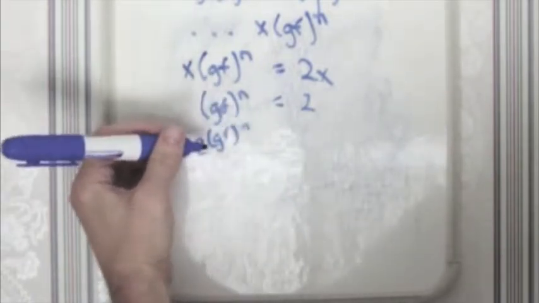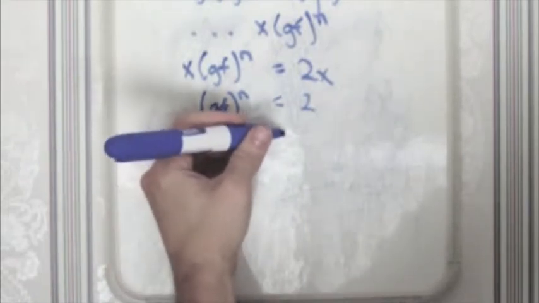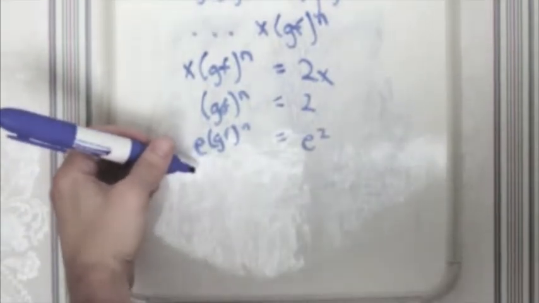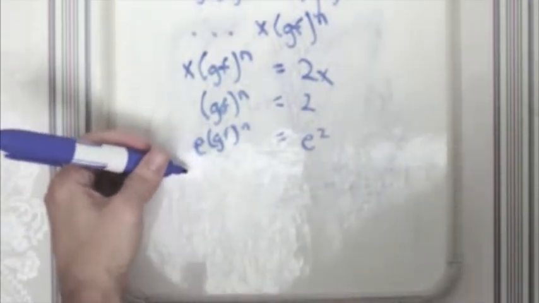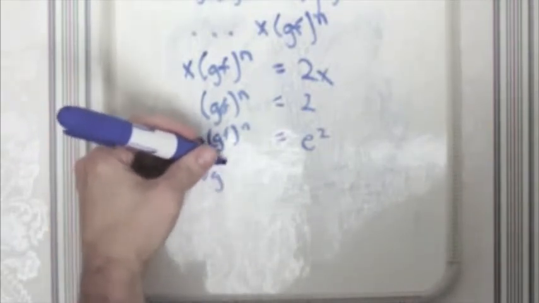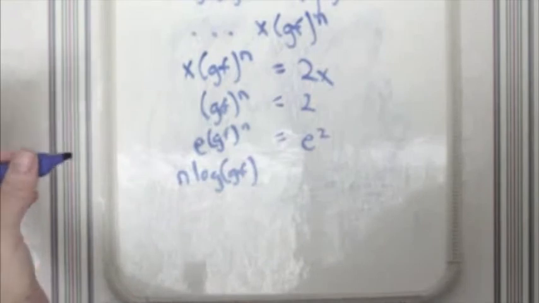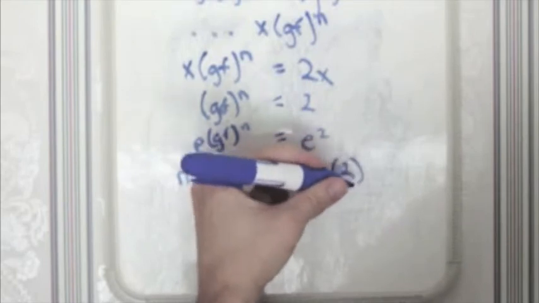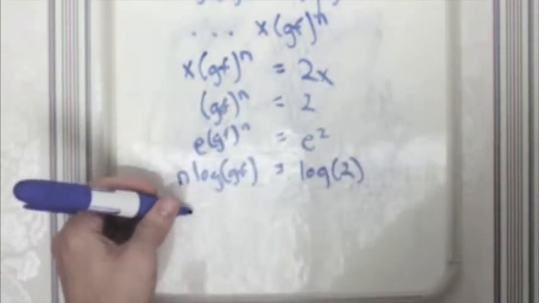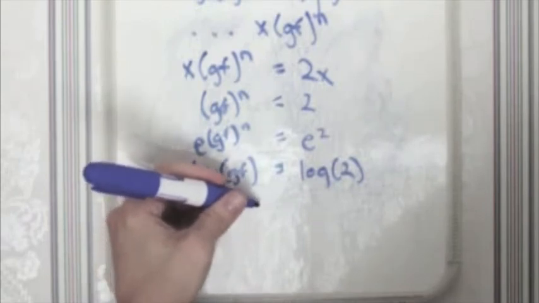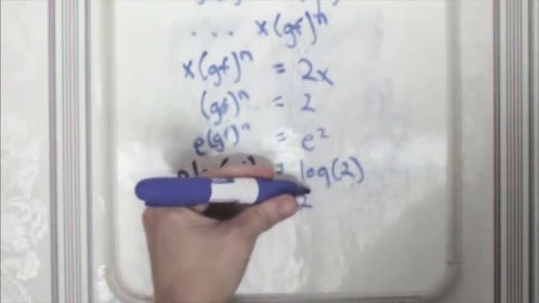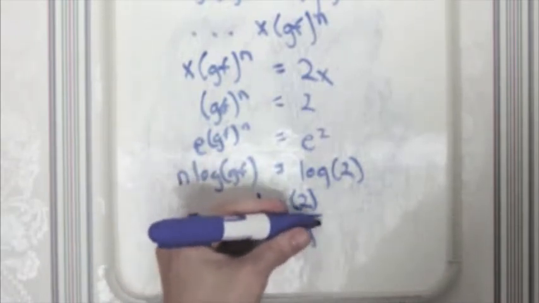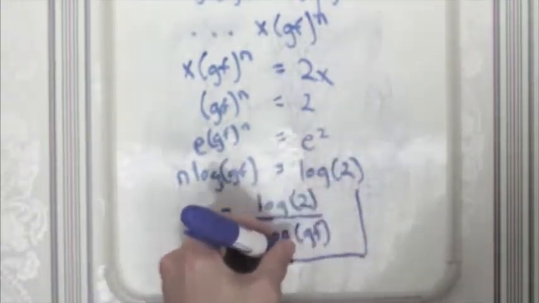gf to the n power equals 2. Then that equals n log gf equals log 2. So then it's just a matter of n equals log 2 over log gf. And there's our formula.